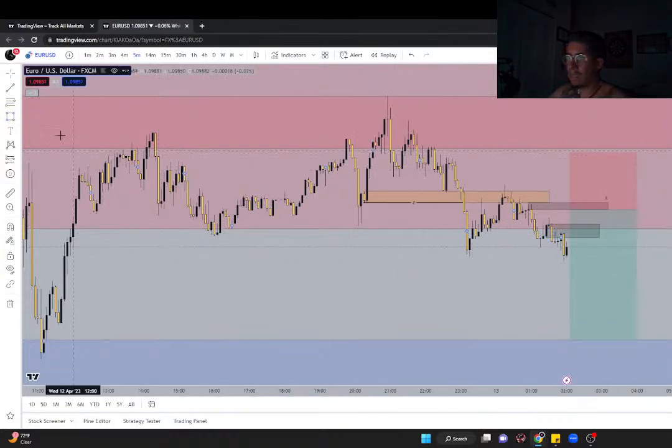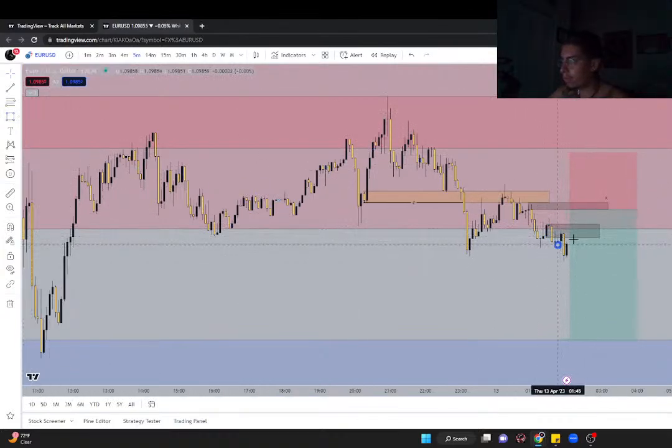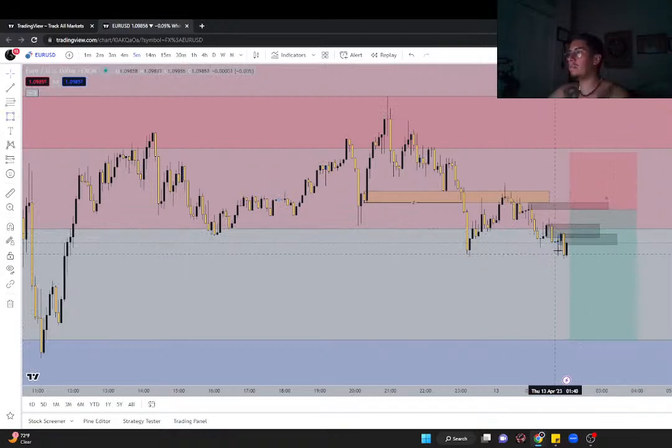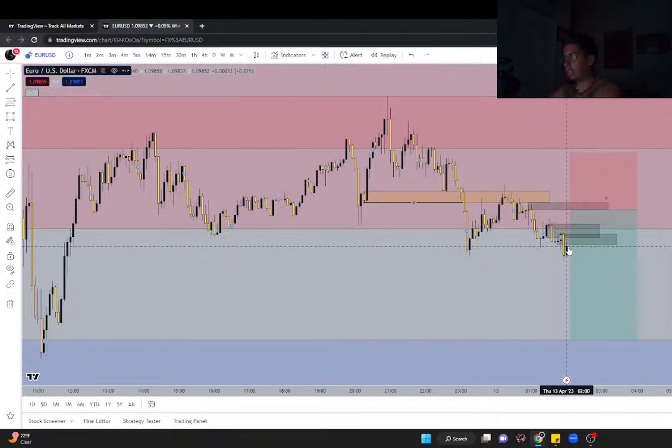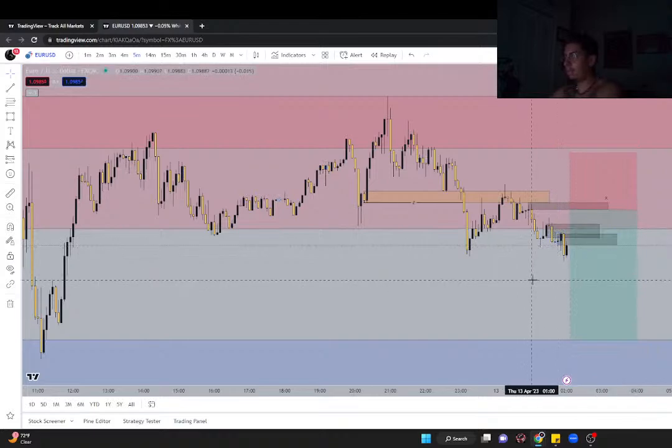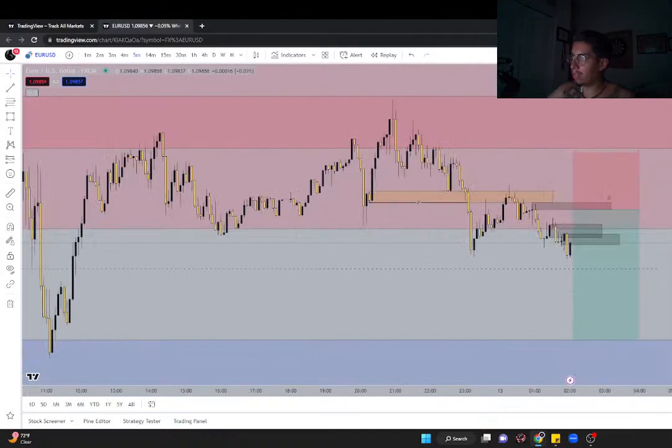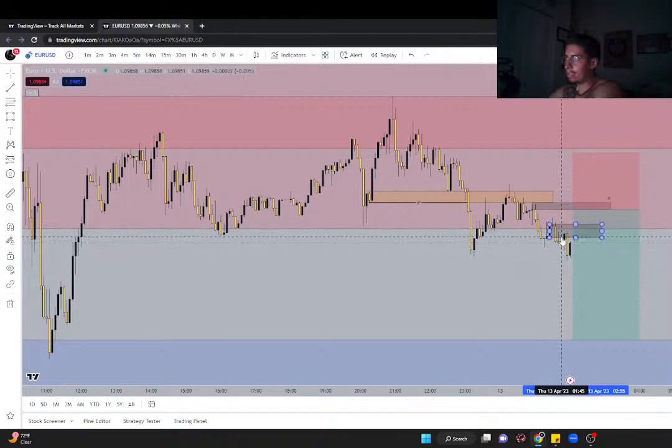Again, drop down. Looks like again we have a new form level of supply right there. I'd like to see a very clean break here. Unfortunately, we haven't gotten that just quite yet, but we'll still keep our eyes here and see how price delivers. But TP, I'm going to keep it intact. Stop loss, I'm going to keep it intact.